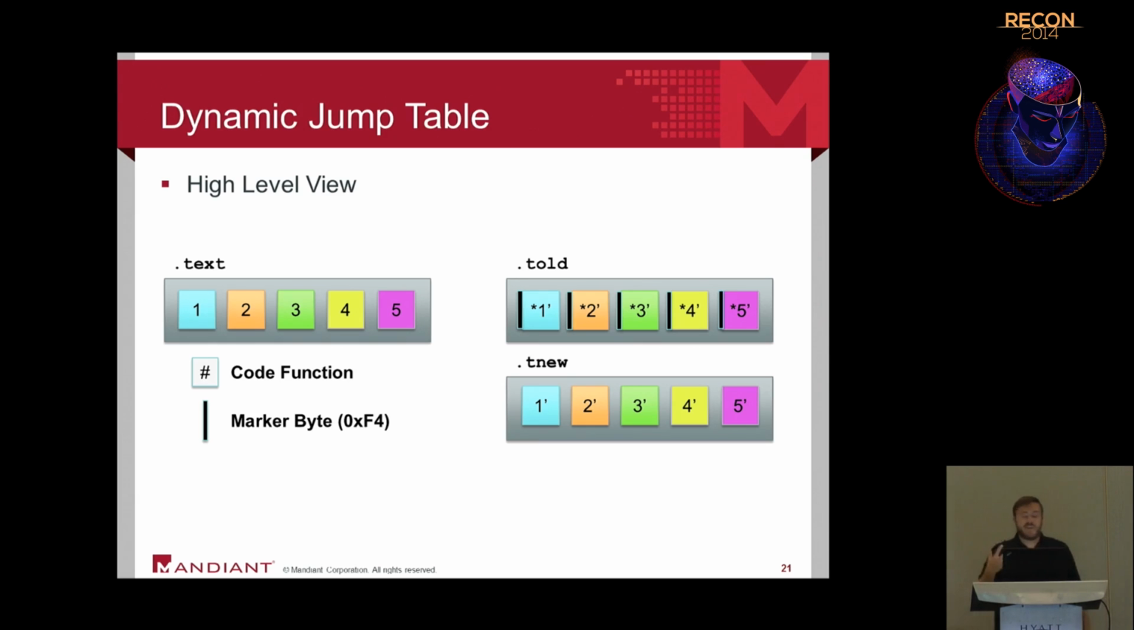So we turn the old code section into this dynamic jump table. What we're doing is taking the old code section, and at every target, everything that we think is a target, we put a marker byte there that says, okay, you're in the old code section, and then we put a pointer to where the new location is. And I'll describe how we use this in a second.